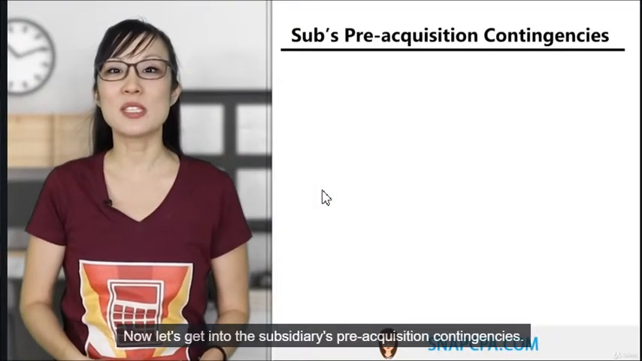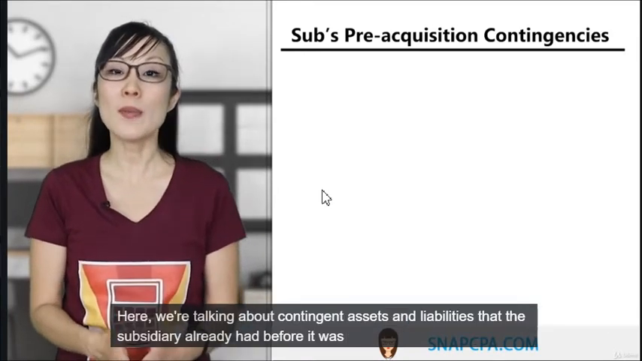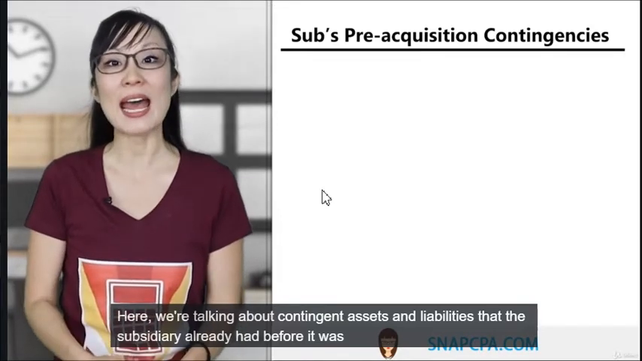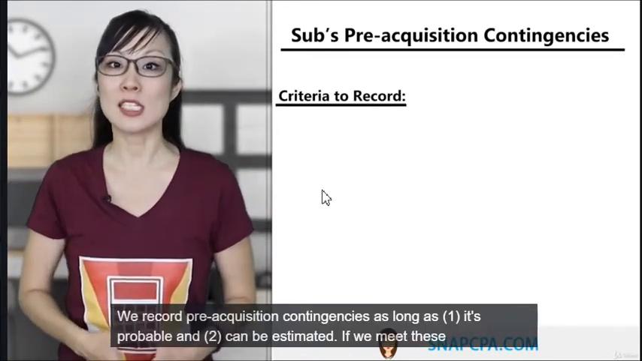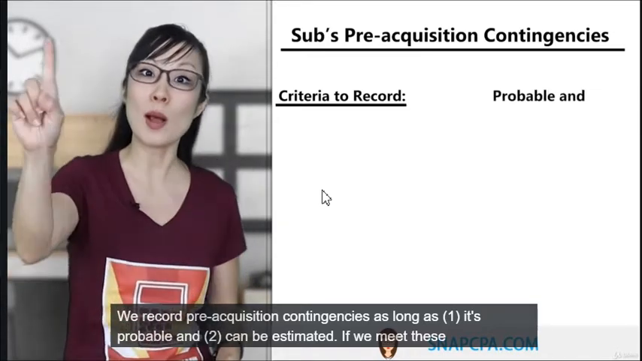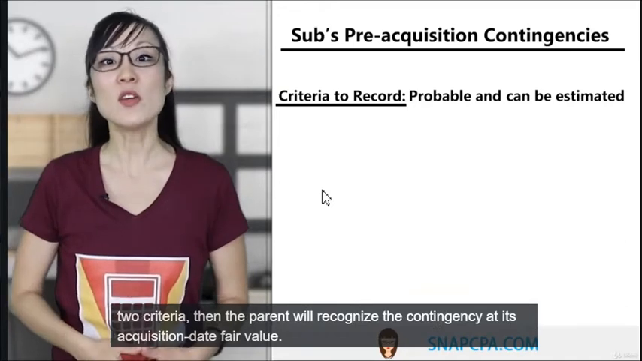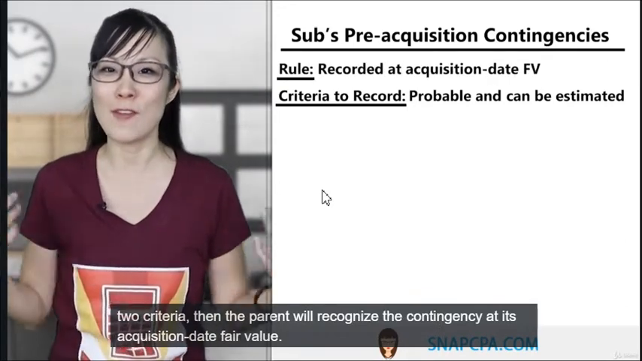Now let's get into the subsidiary's pre-acquisition contingencies. Here, we're talking about contingent assets and liabilities that subsidiary already had before it was acquired by parent. We record pre-acquisition contingencies as long as it's probable and can be estimated. If we meet these two criteria, then the parent will recognize the contingency at its acquisition date fair value.